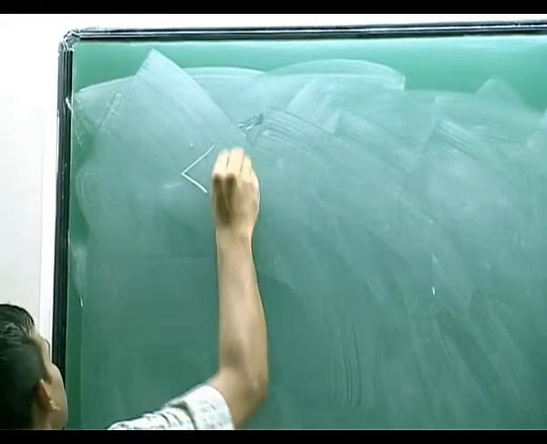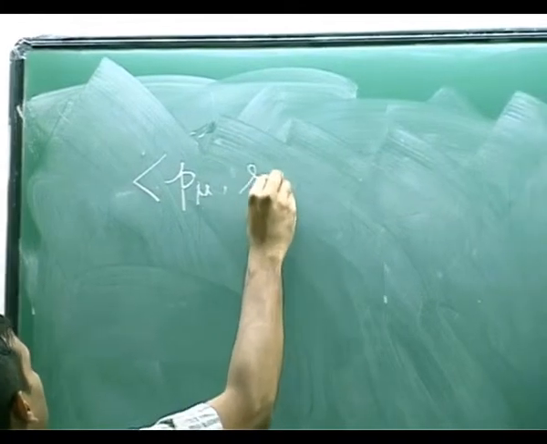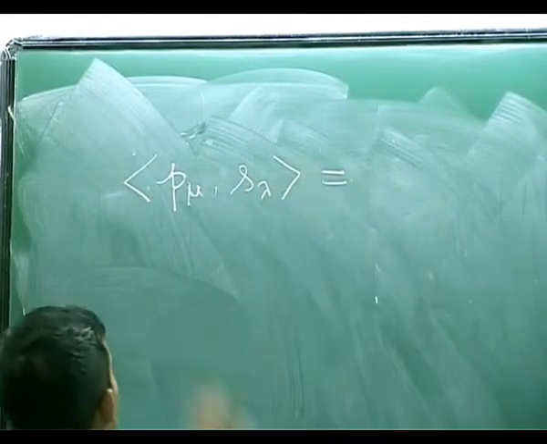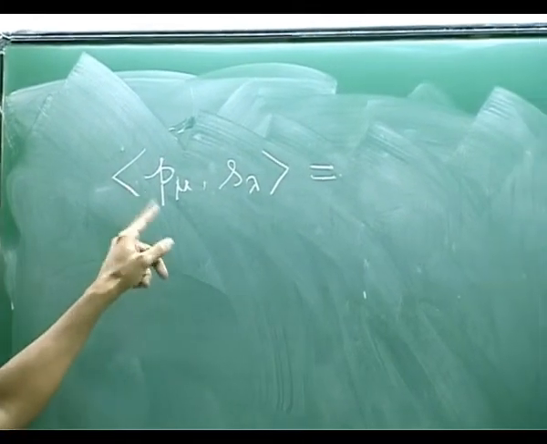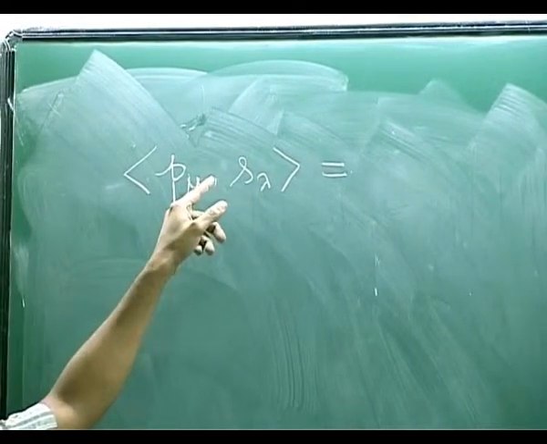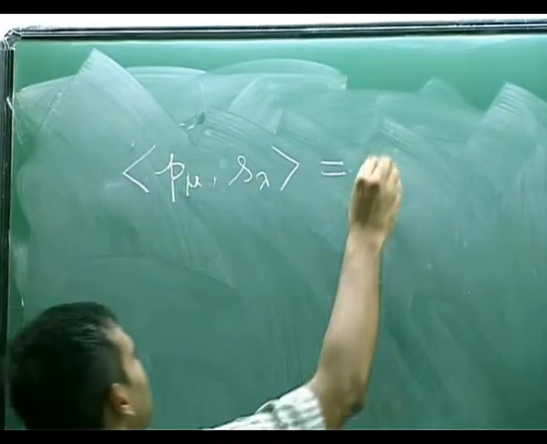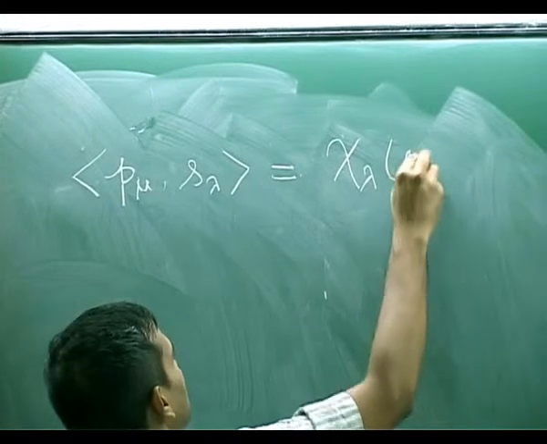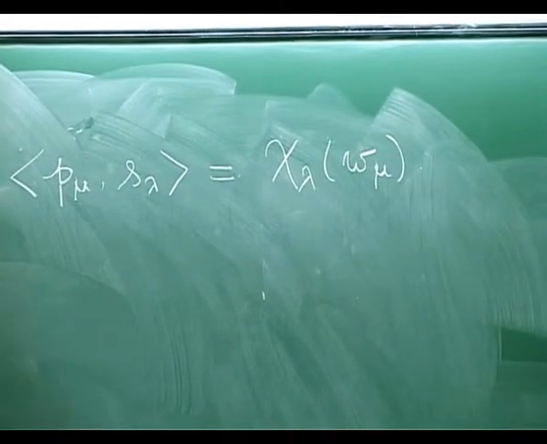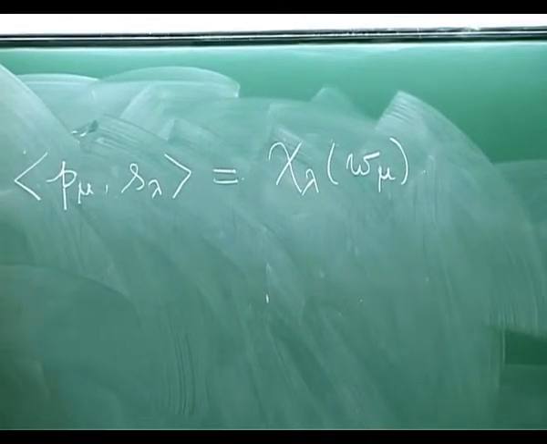So in our new notation, we can write p_mu, s_lambda is equal to... The Murnaghan-Nakayama rule says if you take p_mu and expand it in terms of Schur functions, you get the character values. So that's chi lambda of w_mu. That's the Murnaghan-Nakayama rule.